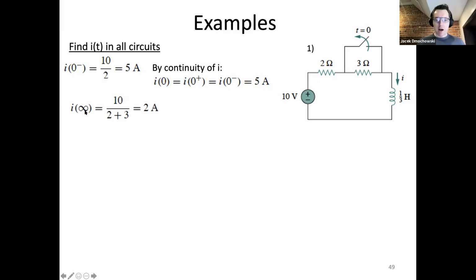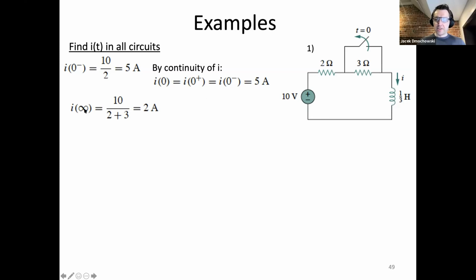How come now I'm including the 3 ohms? Well, because the time equals infinity, this switch is in the open position, right? And so you have a 10 volt battery, a 2 ohm resistance, and a 3 ohm resistance. So you add these two, and you get a total resistance of 5 ohms.